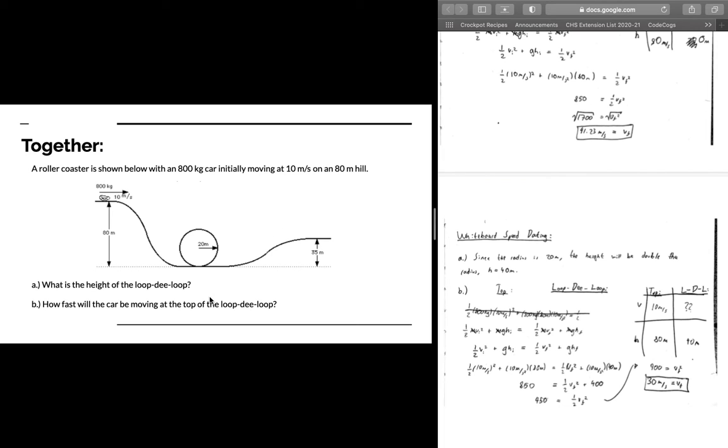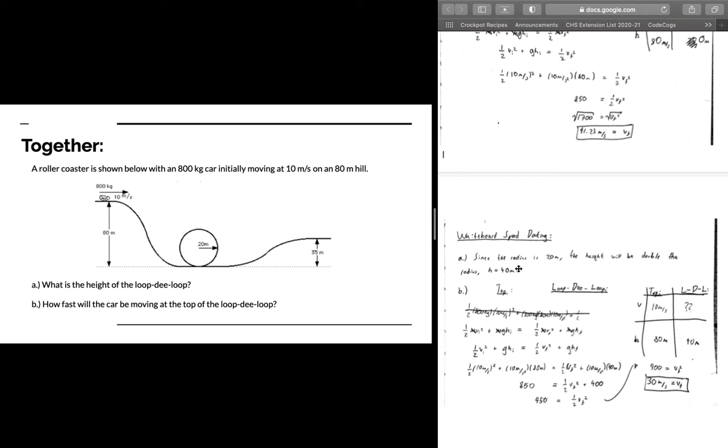Alright, so for A, we're asked for the height of the loop-de-loop. Here we just need a little bit of geometry. Our loop-de-loop is a circle, so the height of the circle is going to be the diameter of the circle. If our radius is 20 meters, that means the diameter is 40 meters. So h equals 40 meters.